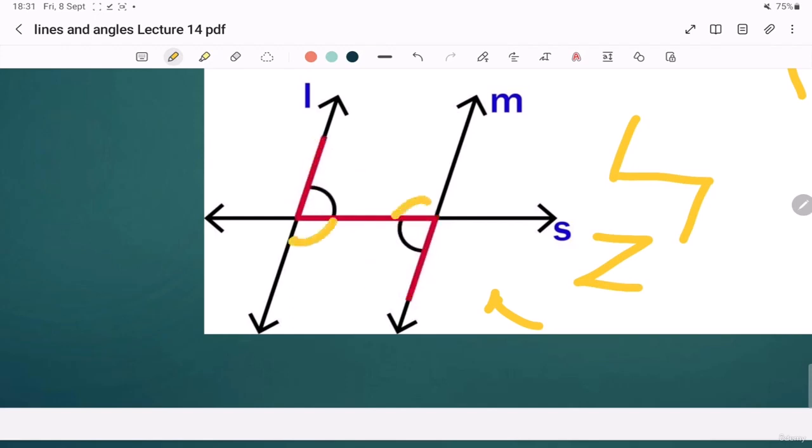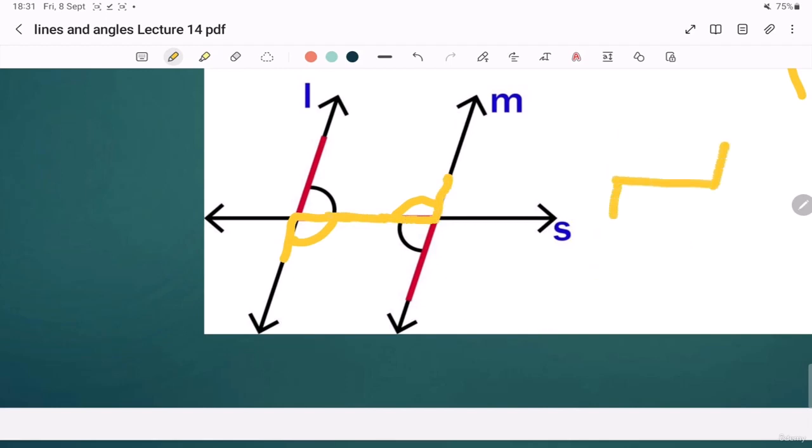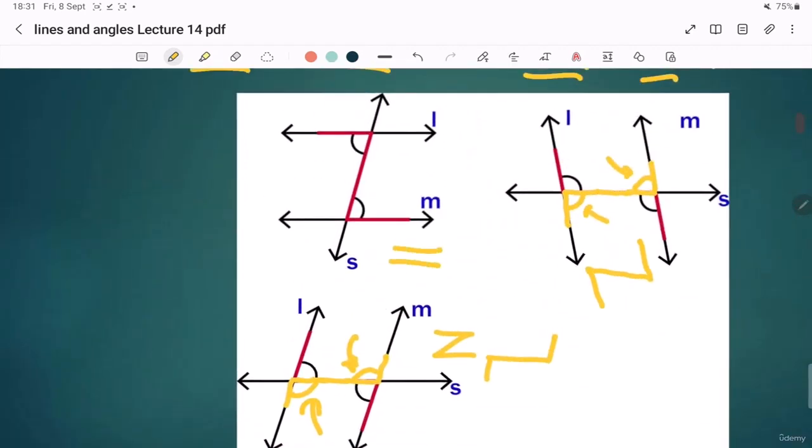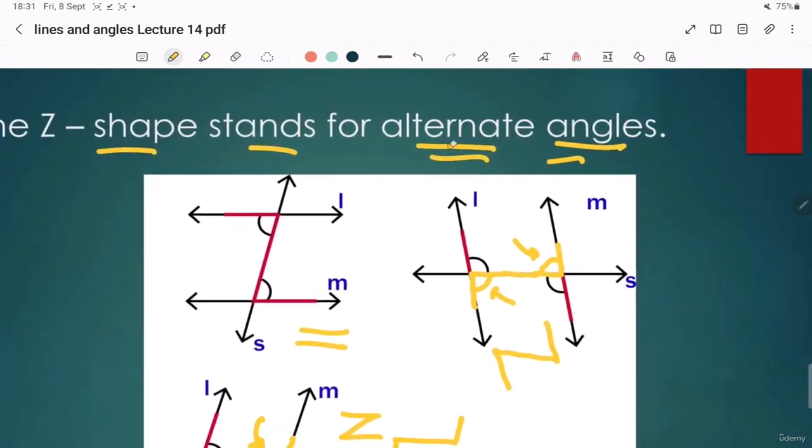Now see this angle and this angle. This angle is like this and this angle is like this. Now join them. You are getting something like this. Again the letter Z. Therefore these angles are also alternate interior angles. So this is a shortcut way to identify alternate interior angles.